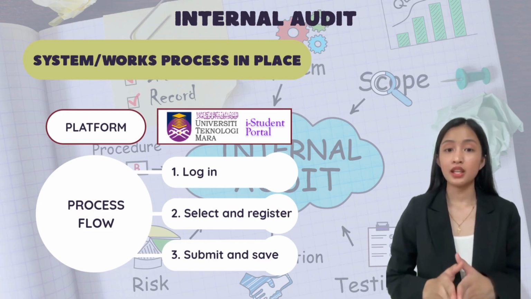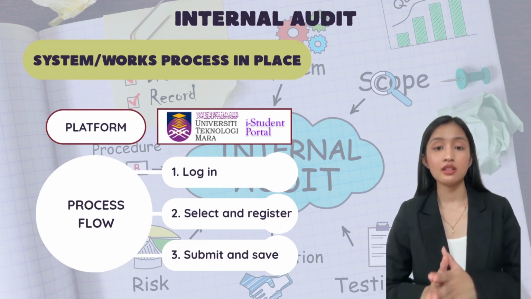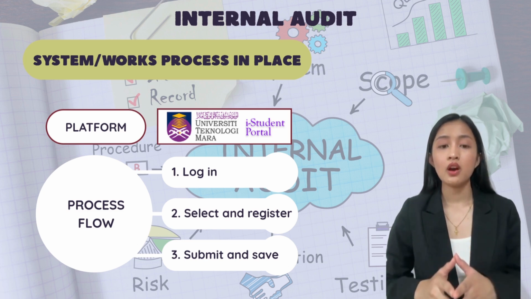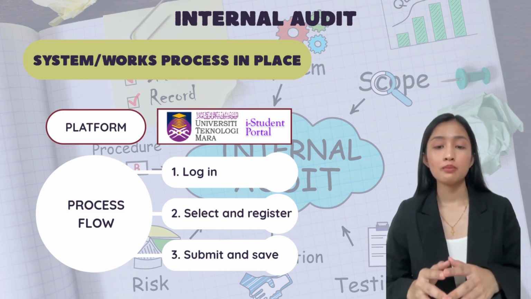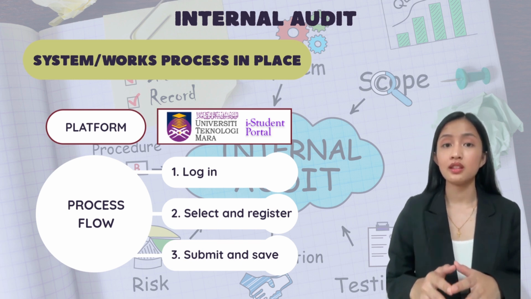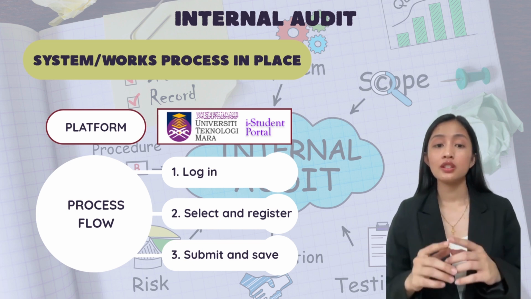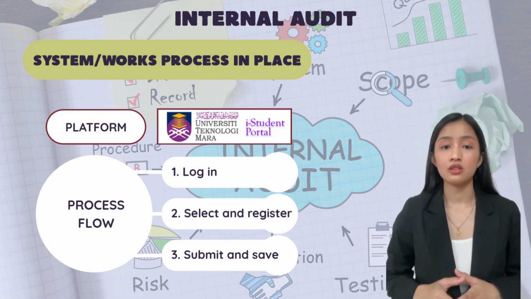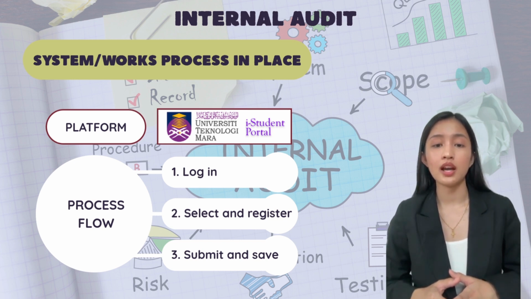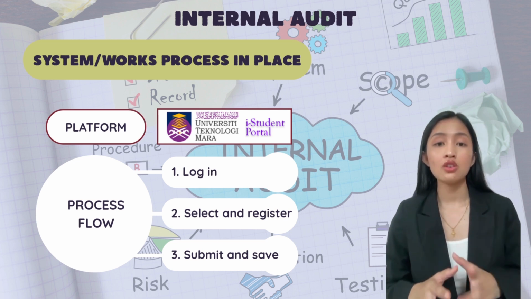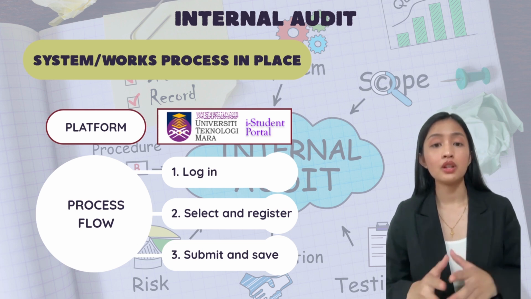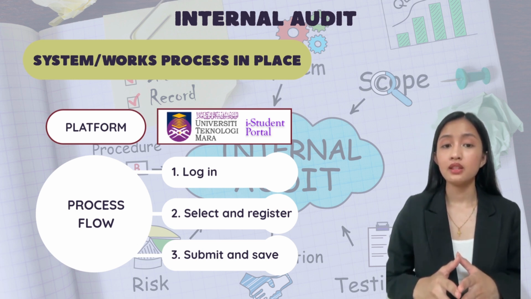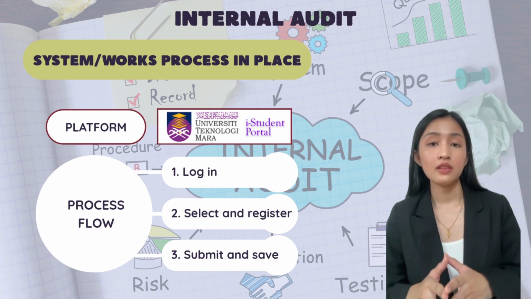This part is about the UiTM course registration system internal audit. Firstly, the system or work process in place. The platform used by UiTM for course registration is the iStudent portal. To register for the course, the first thing students need to do is log in to the iStudent portal during the course registration period. Next, select and register for available courses. Then, students can submit the registration and save the slip for record.